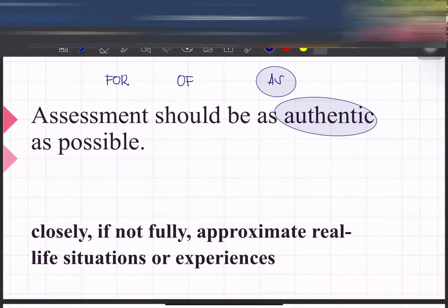So class, when we talk about authentic assessment, the key word there is that there should be real life situations. And that is actually the challenge that we have. No? How can we make our students understand that this is applicable for real life situations?